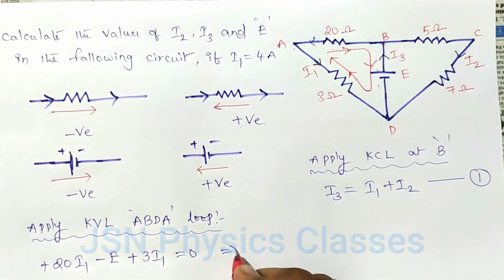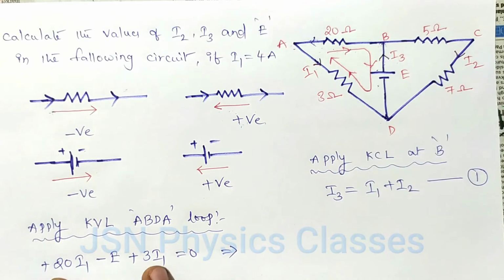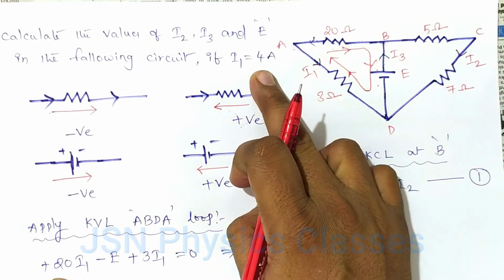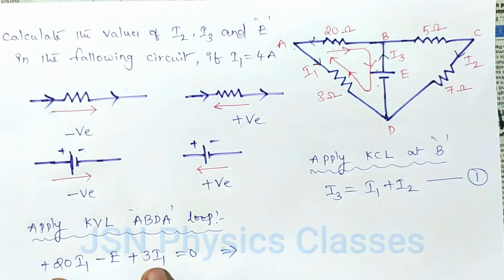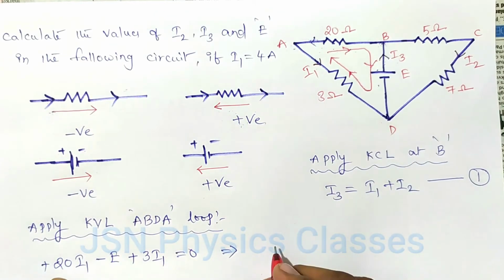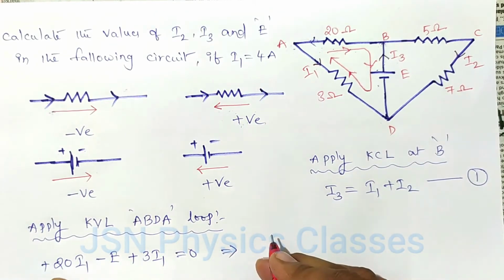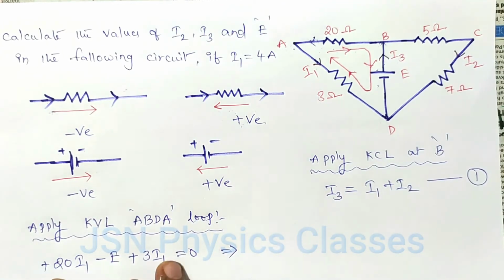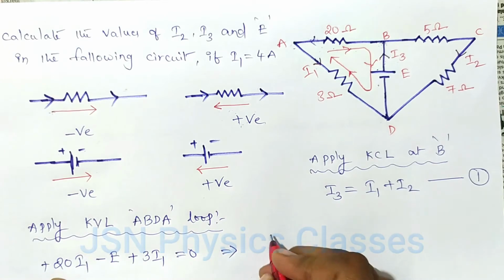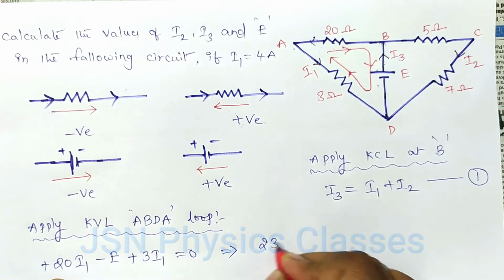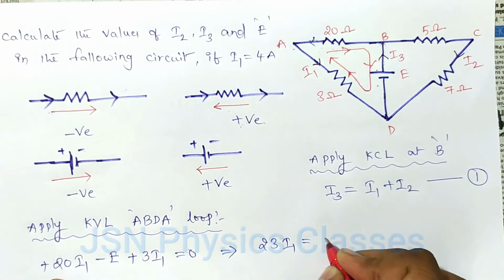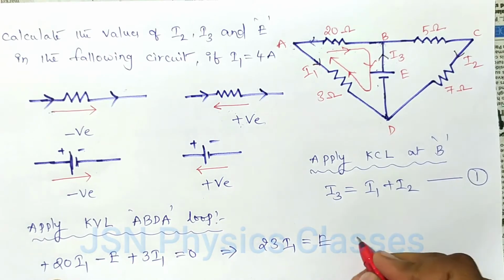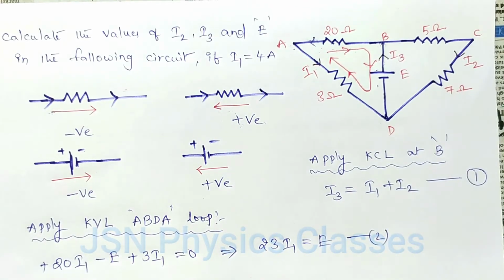From this, I1 is equal to 4 amperes. If you substitute I1 equal to 4 amperes and simplify, I can write 23 I1 is equal to E. This is equation 2.